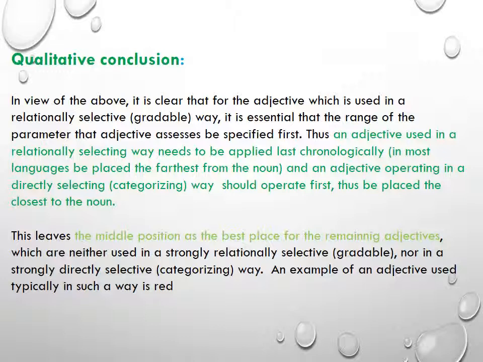This leaves the middle position as the best place for the remaining adjectives, that is the ones used descriptively, which are neither strongly relationally selective, gradable, nor strongly directly selective, categorizing. Otherwise, we may end up having to re-evaluate the actual value already established. Think, for instance, of a wooden long bridge and a long wooden bridge. In the latter case, length is established in relation to wooden bridges, which tend to be shorter than steel bridges. In the former case, we look for long bridges out of all bridges, which assessment is less precise.